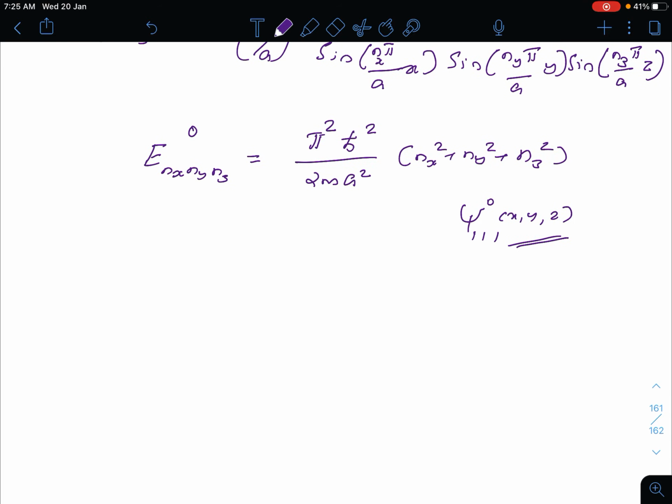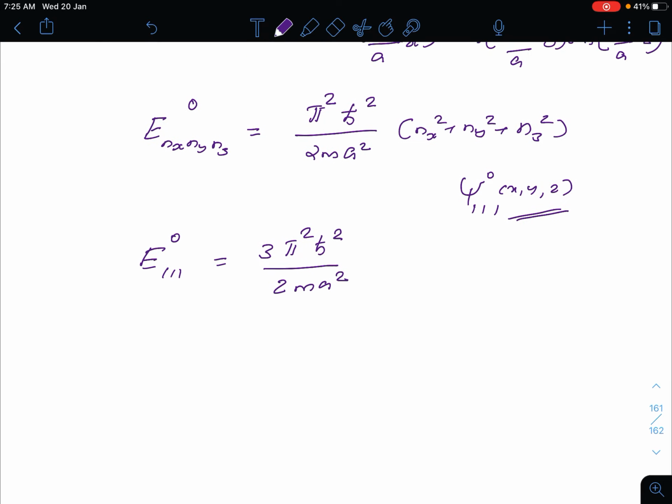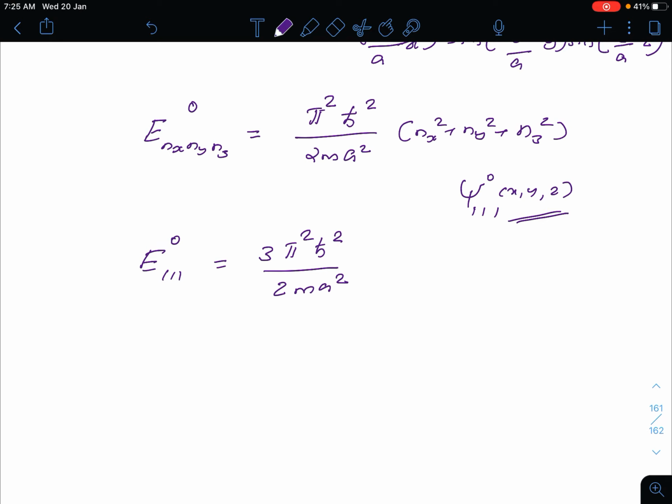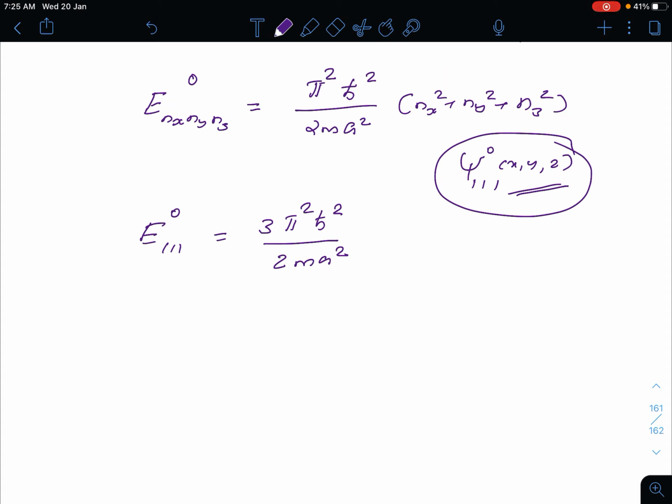So what is the ground state energy? That simply is E0 111, when these are all 1, so we will be getting 3 pi square h cross square by 2 m a square. Clear? Now this is a non-degenerate state because it has only one state. Now let's consider what would be the next energy state.